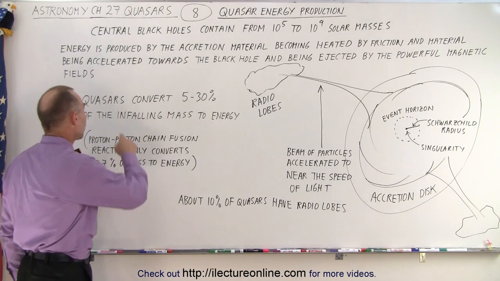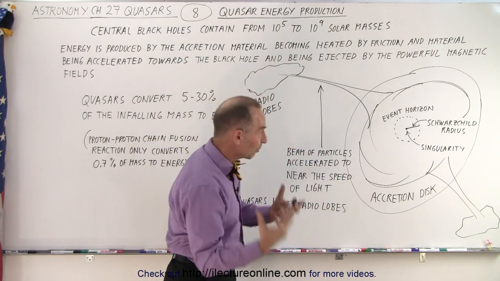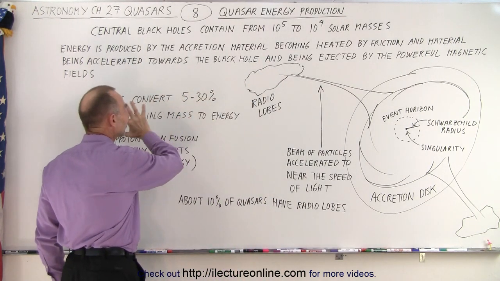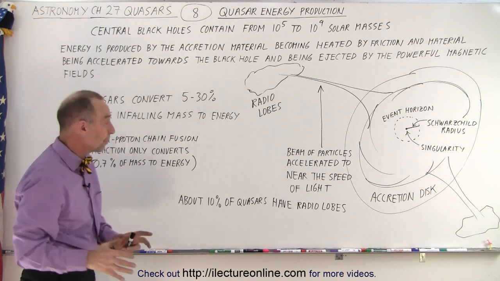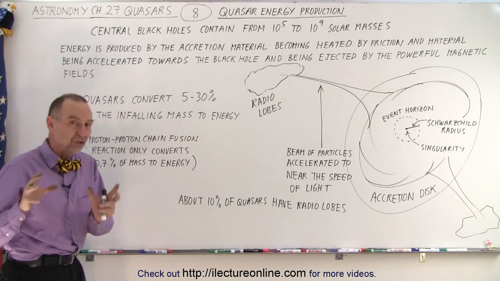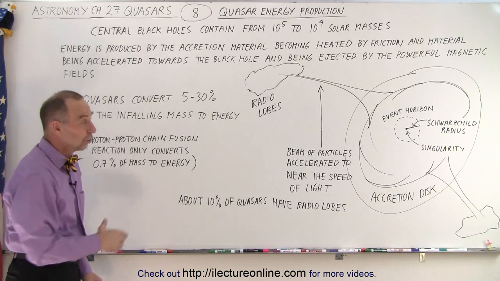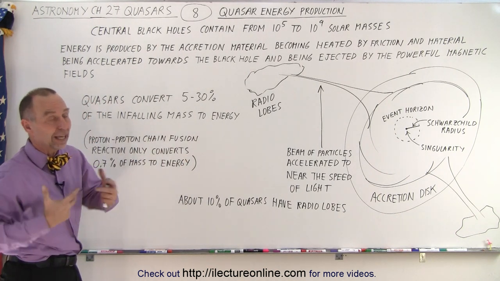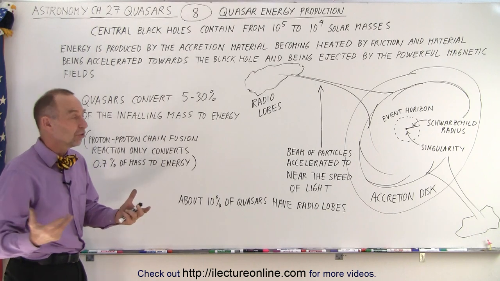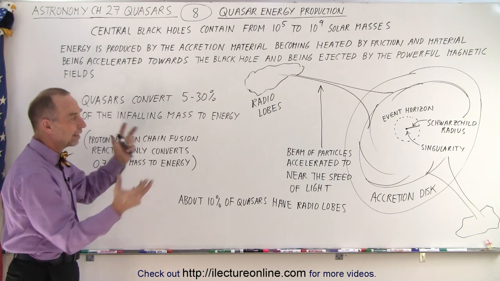Now, what's interesting is that quasars convert about 5 to 30% of the mass that gets pulled in towards the black hole into energy, through the enormous acceleration built by the accretion disk and by the radio lobes. That is huge compared to, say, the fusion reaction inside a star. In the Sun, the proton-proton chain changes hydrogen into helium, and that only converts about 0.7% of the mass to energy. So black holes are far more efficient at producing energy from the incoming material, and because of that, they outshine stars by billions and trillions.